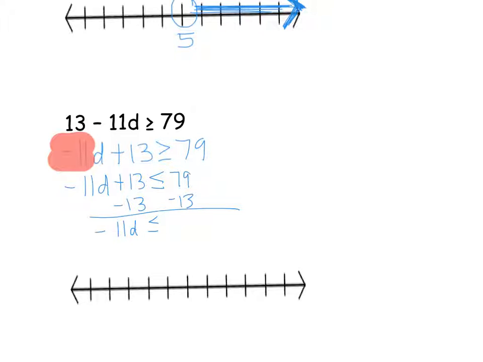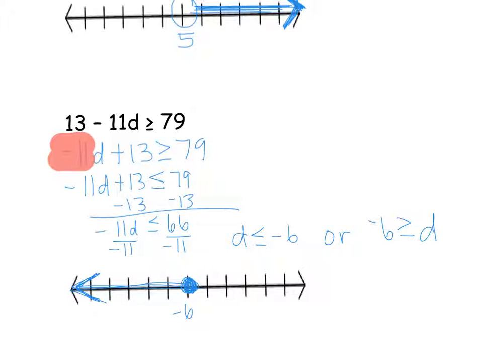And negative 79 minus 13 gives you negative 92. You're dividing by negative 11. So D is less than or equal to negative 6. So I'll mark negative 6 on my number line. Use a closed circle and draw my arrow. And remember, D is less than or equal to negative 6. So D is smaller. So you could say that negative 6 is also greater than or equal to D. Both are the same.